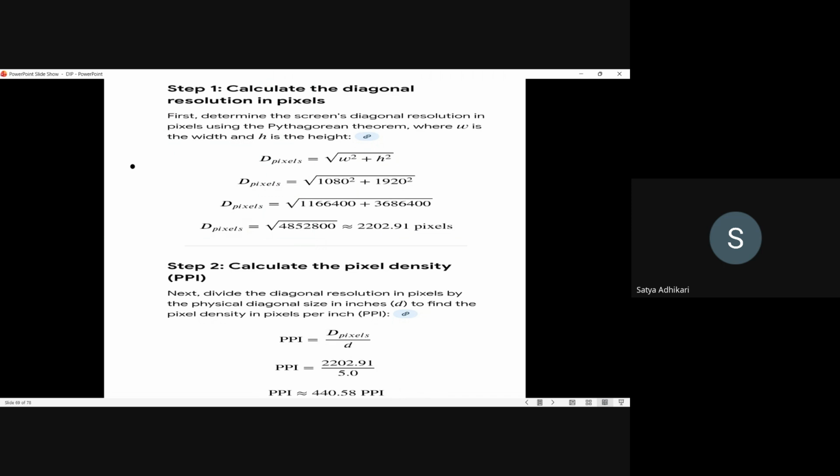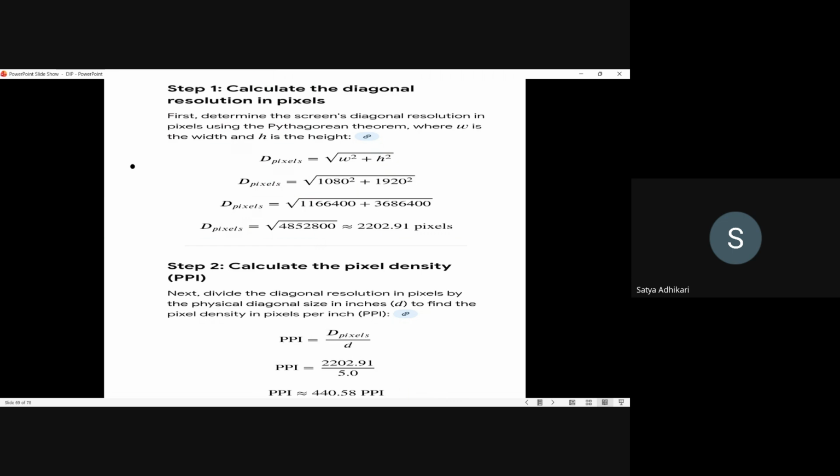So once it is calculated, it is easy to calculate the pixel density, which is shortly known as PPI, pixels per inch. Next, divide the diagonal resolution in pixels by the physical diagonal size in inches, D, to find the pixel density, PPI, which is calculated by D pixel divided by D. What is D? That is the physical diagonal size, which is given in the question.